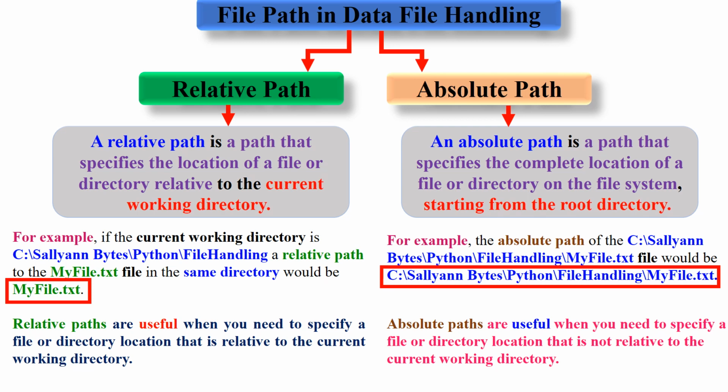An absolute path is a path that specifies the complete location of a file or directory on the file system, starting from the root directory. For example, the absolute path of the myfile.txt file would be c:/sallyandbytes/python/filehandling/myfile.txt. Absolute paths are useful when you need to specify a file or directory location that is not relative to the current working directory.